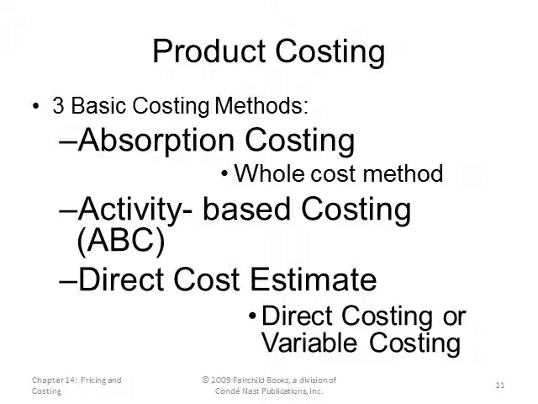There are three basic costing methods. There's absorption costing, which is also called the whole cost method. There's activity-based costing, which is abbreviated ABC. And the direct cost estimate, or direct costing, or variable costing. And depending on where you work, they may have different names for these methods as well.